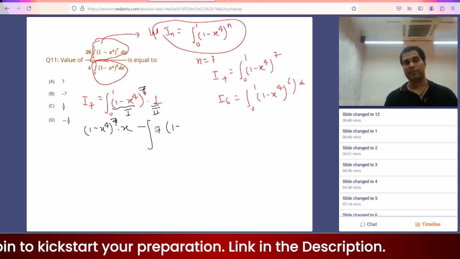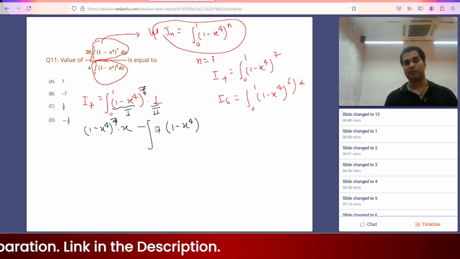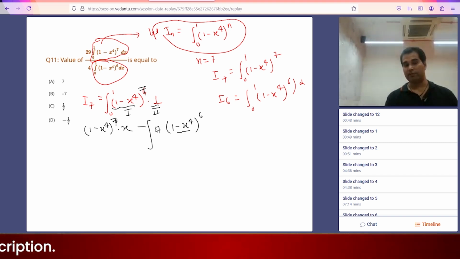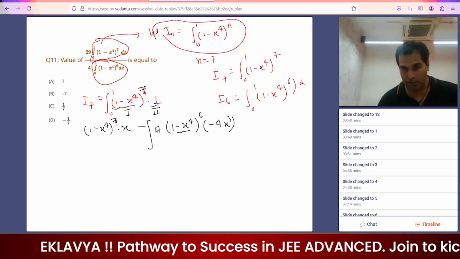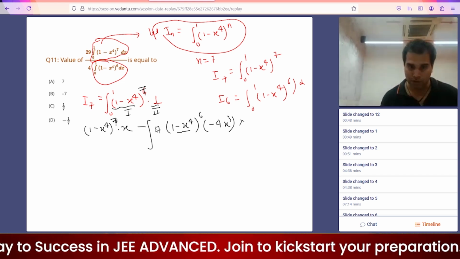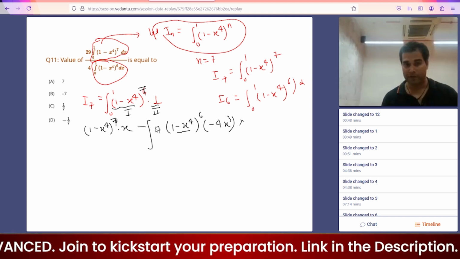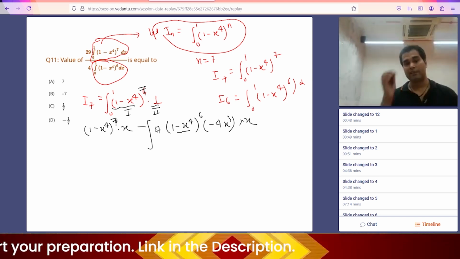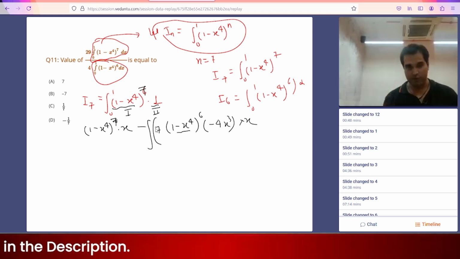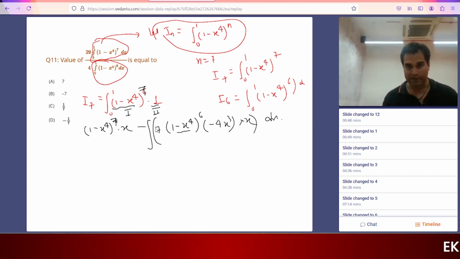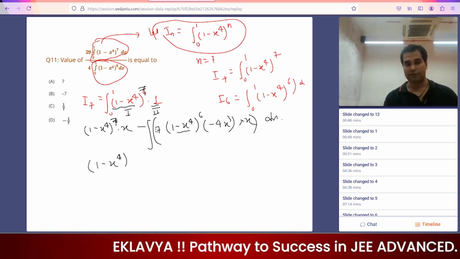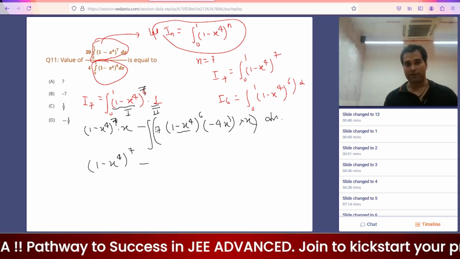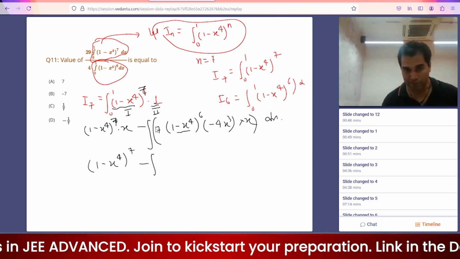Differentiation of this means 7 times (1 minus x to the power 4) to the power 6. Here we will again differentiate: minus x to the power 4 means minus 4x cube. And integration of 1 is x.